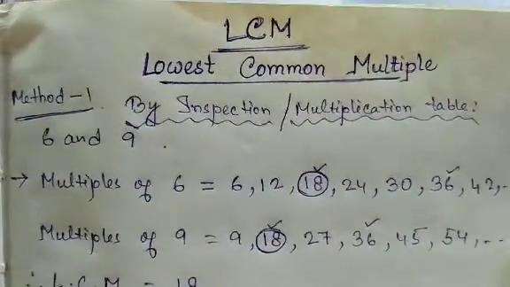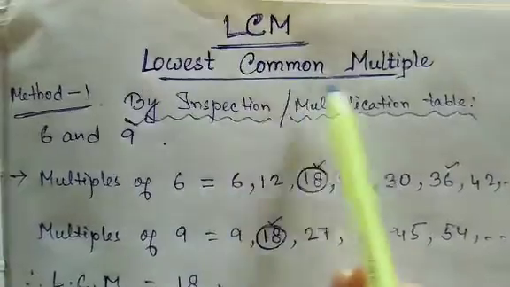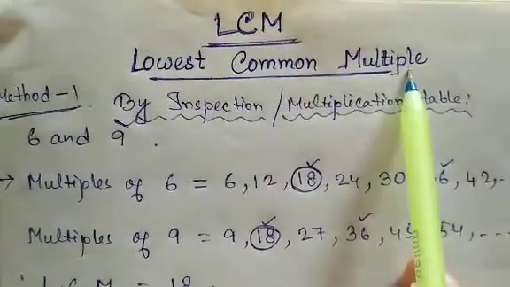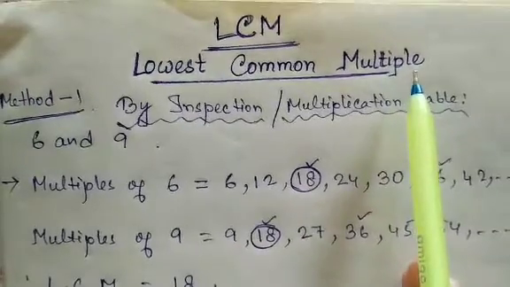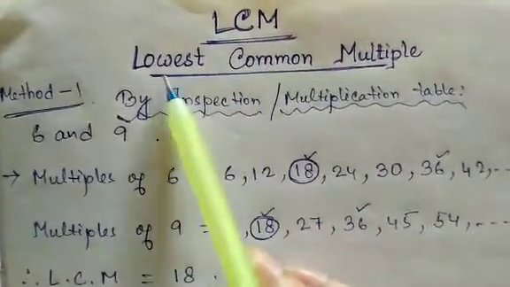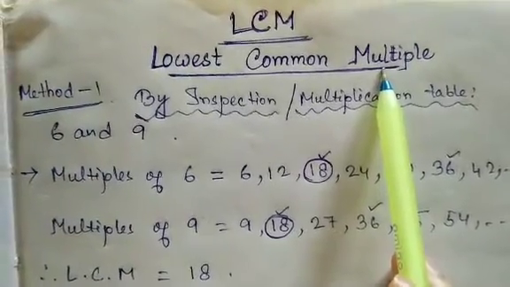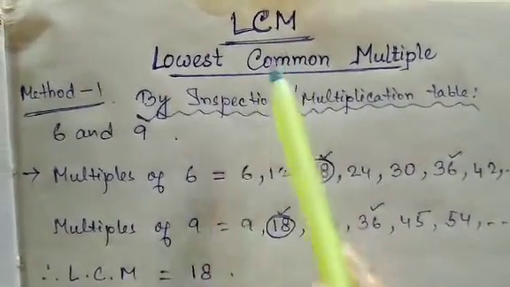What is LCM? LCM means lowest common multiple. So we already know about the common multiple. This is lowest common multiple. HCF is highest common factor. LCM is lowest common multiple. There are two methods of solving the LCM.